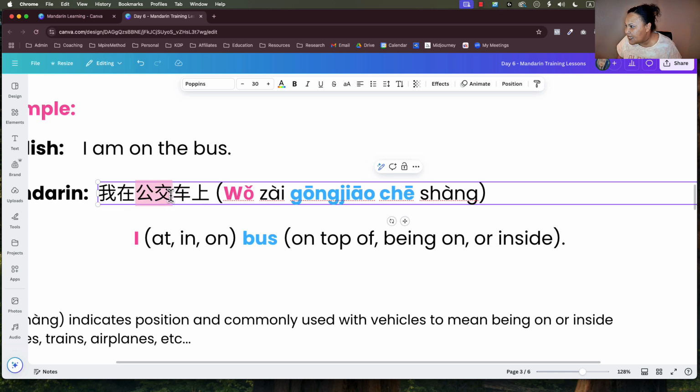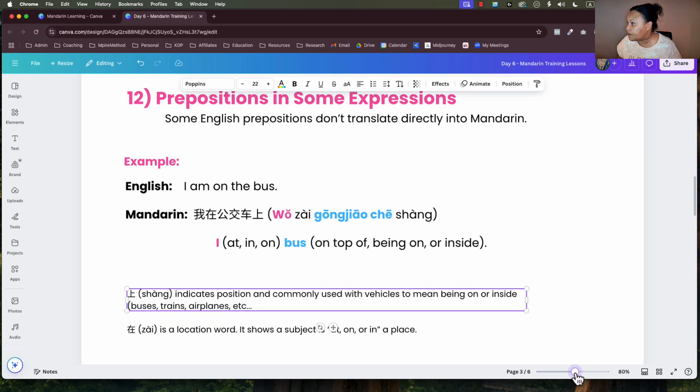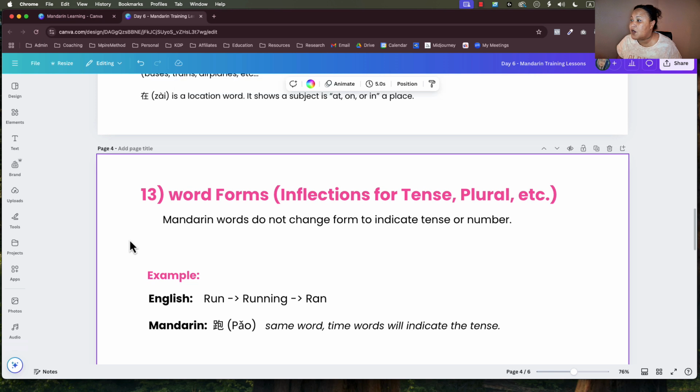Okay, so when we see this, because we know this is zai, we've got to know what that is, zai, and this is gong jiao, it's probably gong jiao, I know that's jiao, gong jiao che, shang. This is going to be probably easy to remember. Okay, that sign. Okay, so we know what that is. Let me lower this. Okay, on to 13.